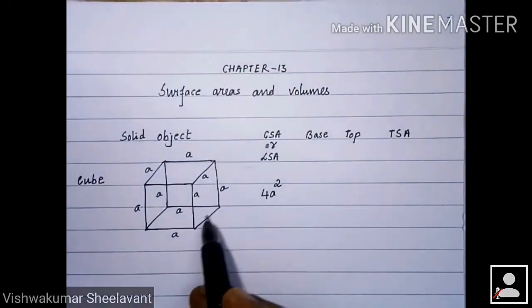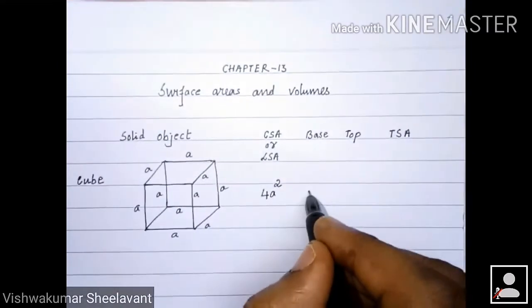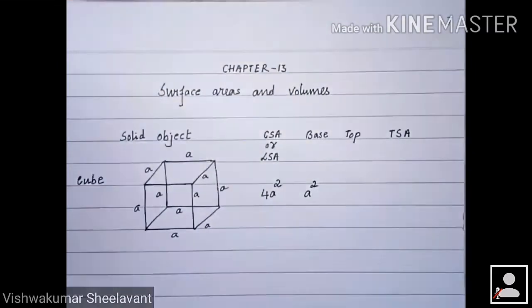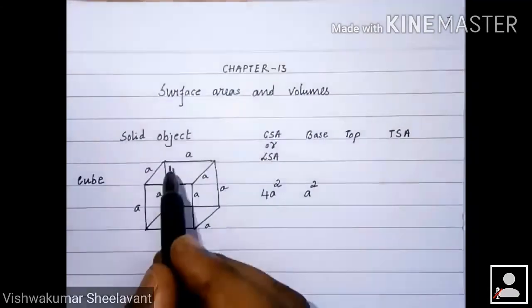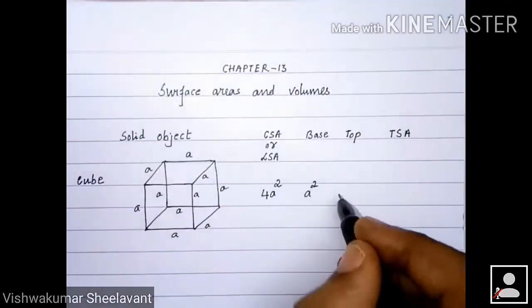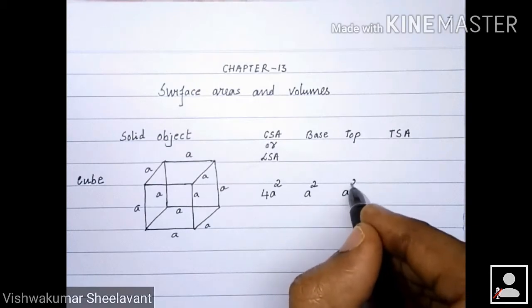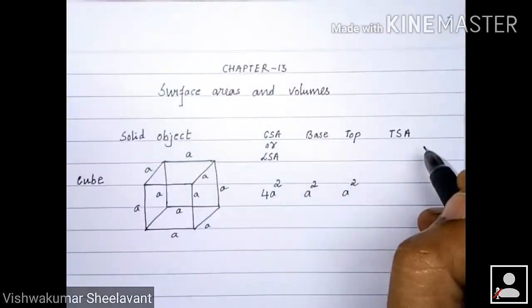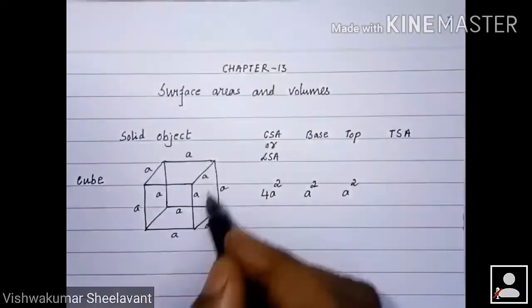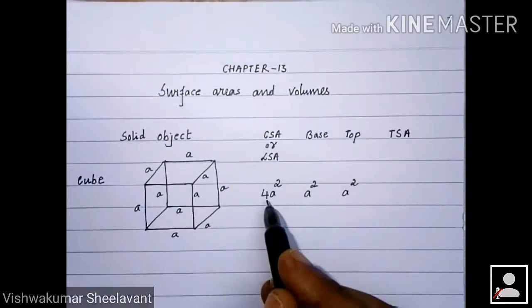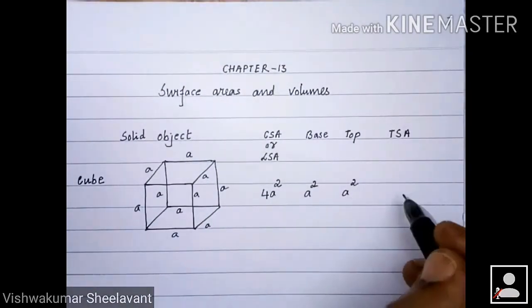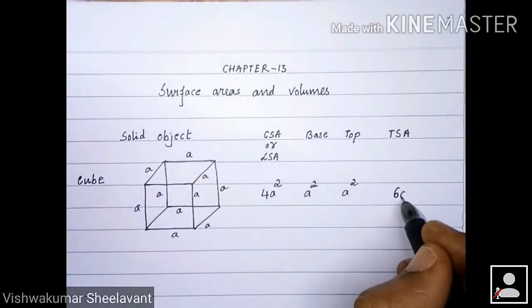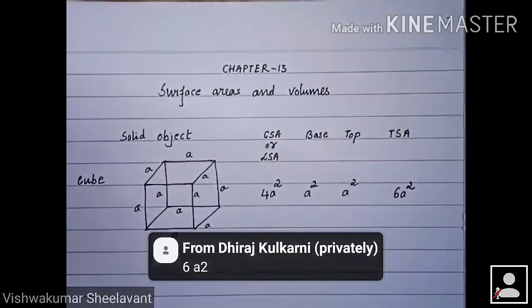Base is also a square. So area of base is a square. Top is a square. So area of top is a square. Total surface area: if you add all these areas, you'll get 4a square plus a square plus a square, that is 6a square.